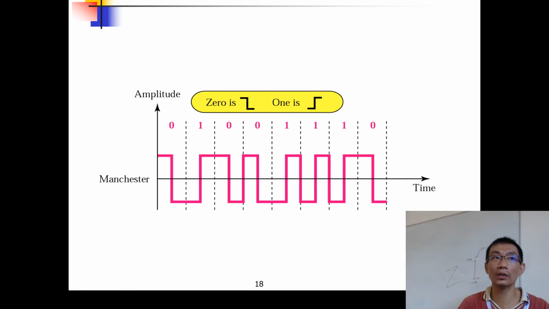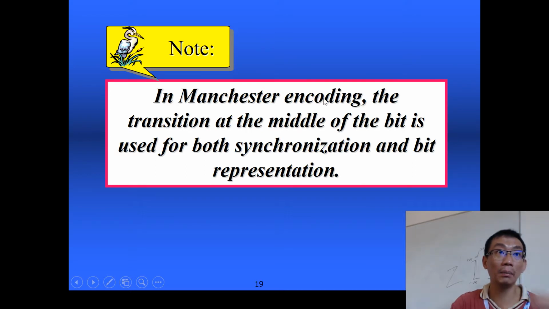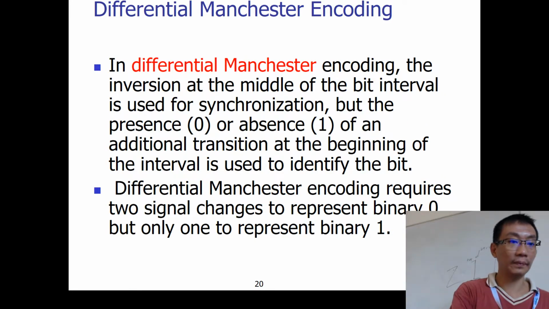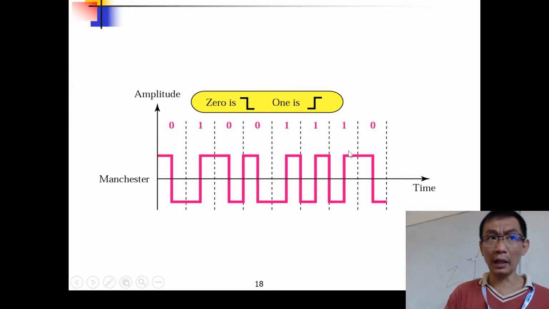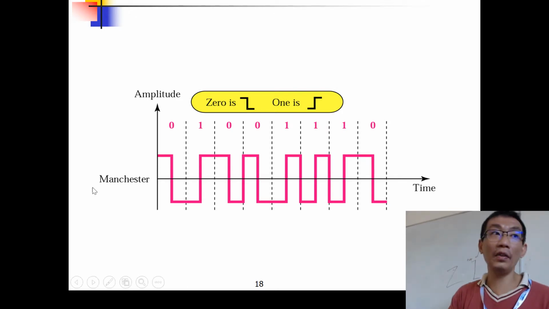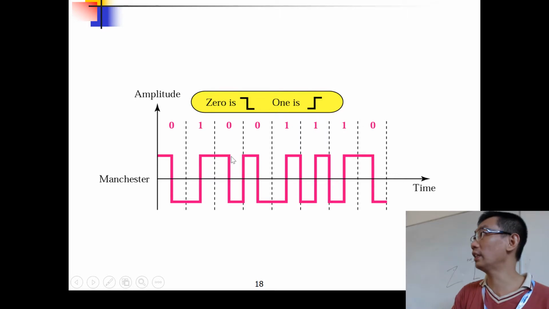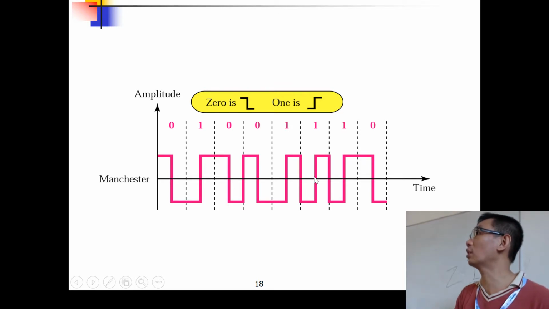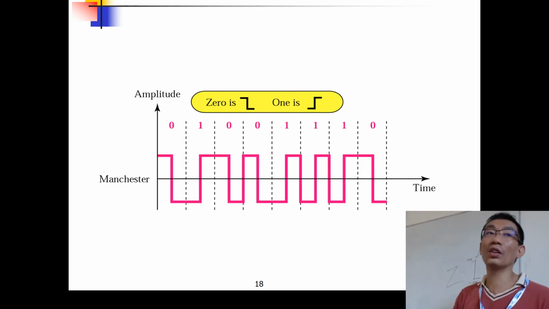Okay, so this is Manchester encoding. So no matter what you do, 0, 1, 0, 1, every clock cycle there will be a transition. No matter what you do. Okay? So in Manchester encoding, the transition at the middle of bits is used for synchronization and bit representation. So in this Manchester encoding, you can see the number of positive and negative is the same, isn't it? Every clock cycle you can see there's a change, from positive to negative. So if there's a change, then you can resynchronize your clock. Okay? Then your clock will not shift.